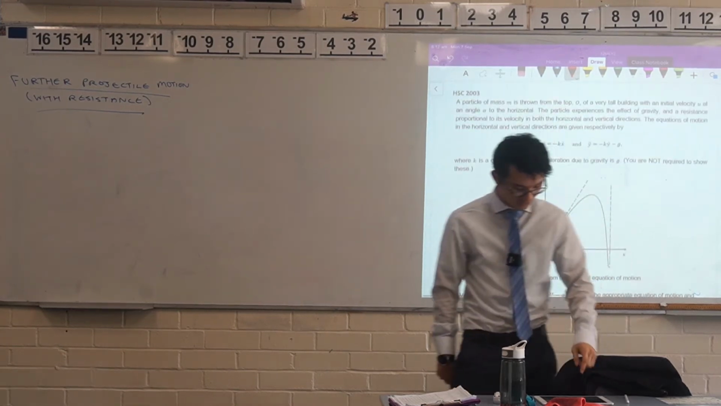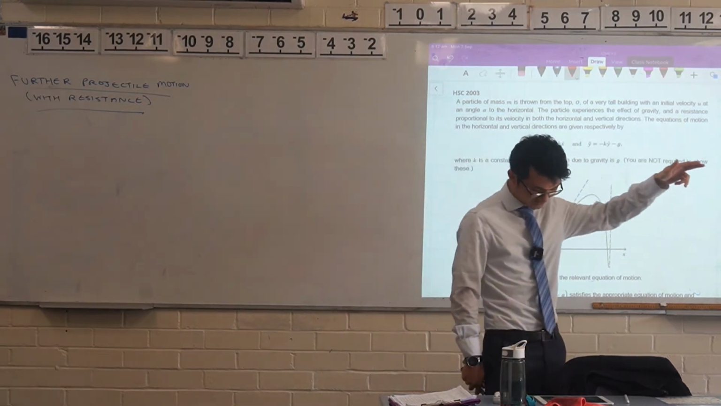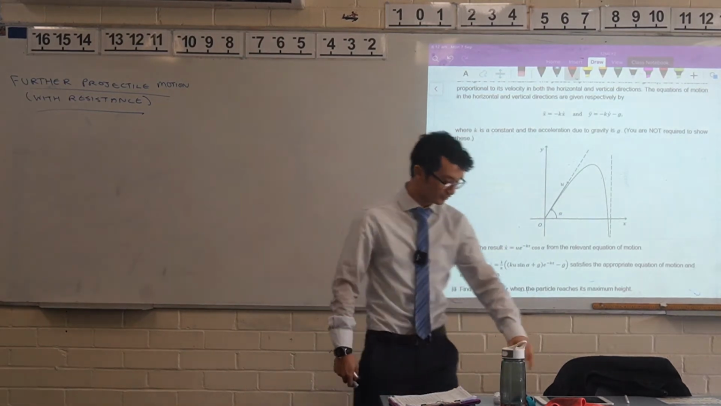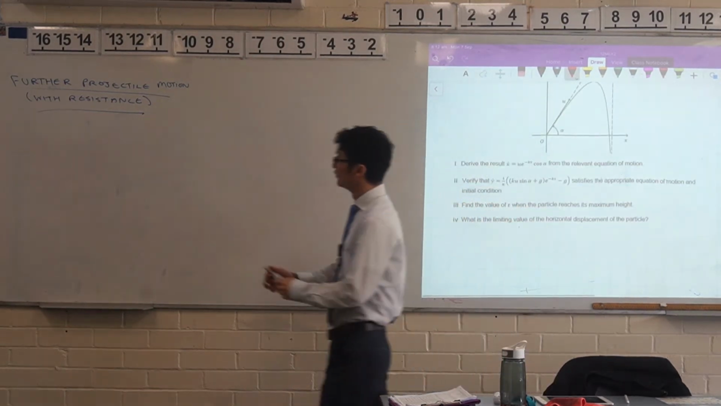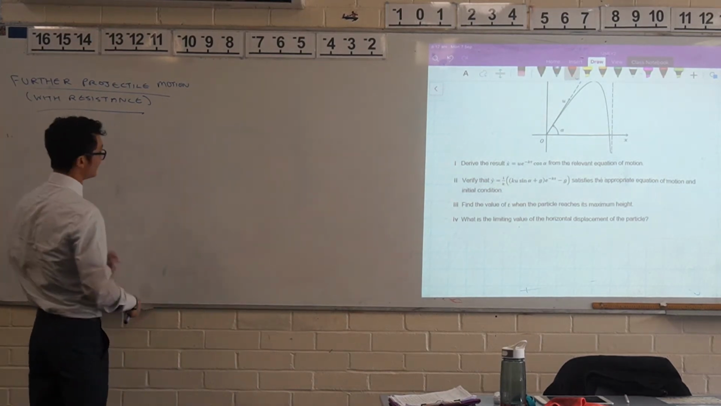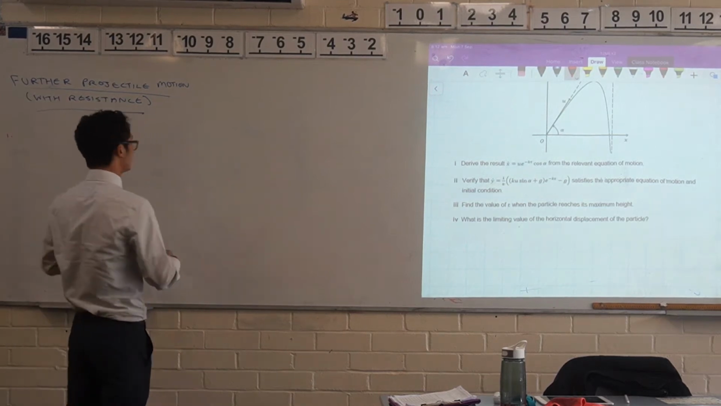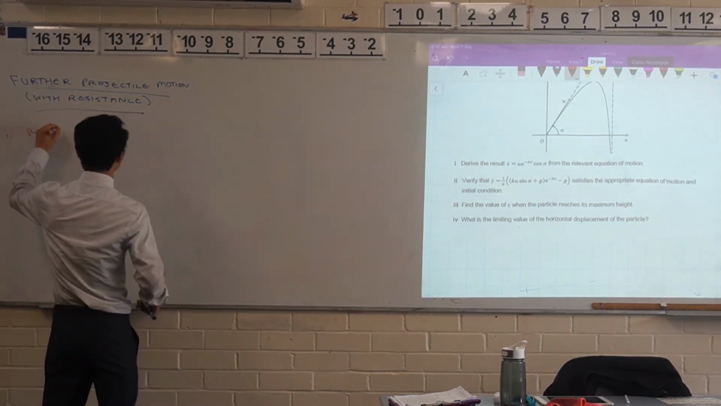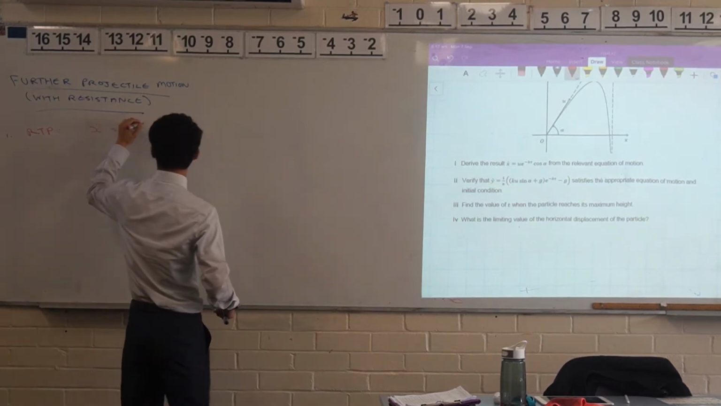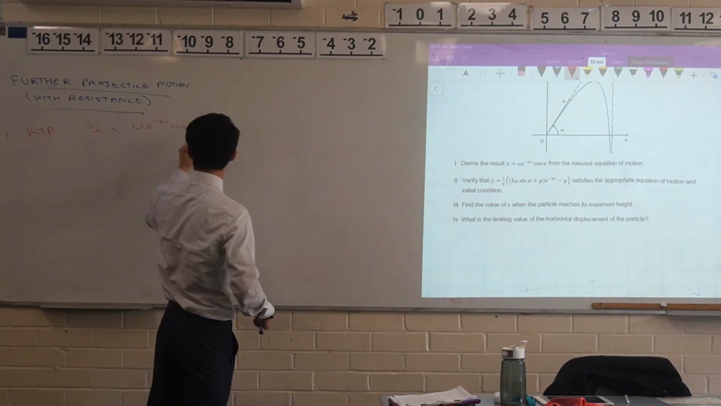So what's the situation? We're throwing something from the top of a tall building, and we want to first find an expression for the horizontal velocity. So derive the result. And again, they're giving you the derivation, they're telling you what it is, right? So I want to write RTP x dot equals u e to the minus kt cos alpha. All right.